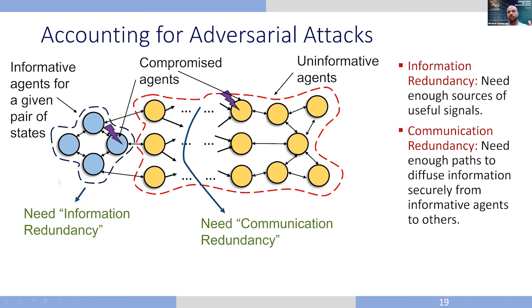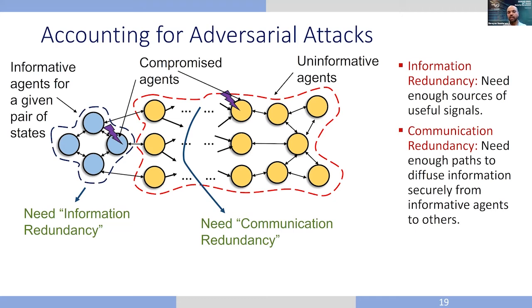You need enough agents in the network to be able to distinguish between a pair of states so that an F-local set of bad guys can't just take them all out. But that's not enough in this kind of situation. Maybe you do have a lot of agents that can tell apart pairs of states, but if all their information has to get funneled through a bottleneck in the network, that's also a problem. The malicious attackers could just compromise the bottleneck and prevent all that good information from that huge number of informative agents from propagating to the agents that actually need that information.